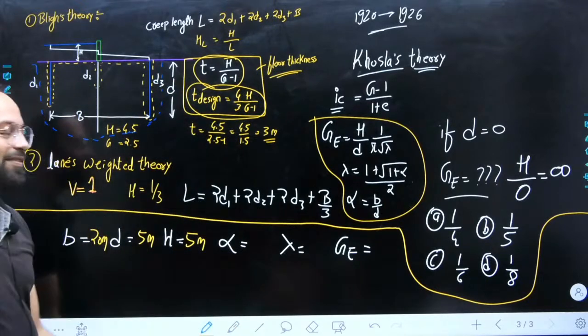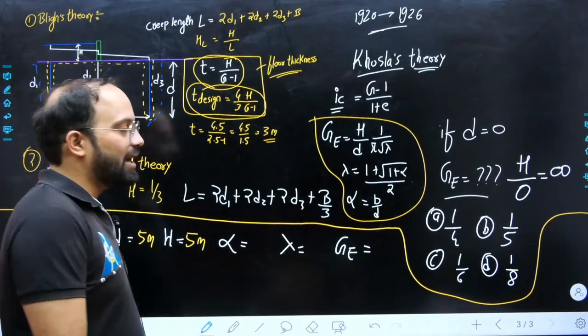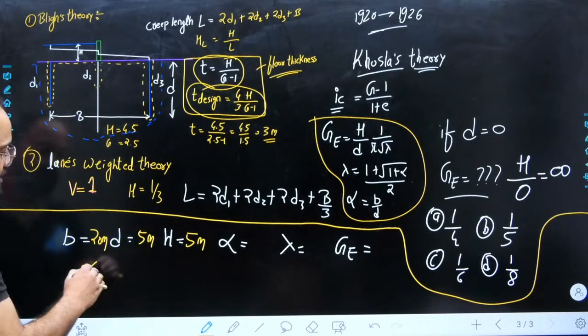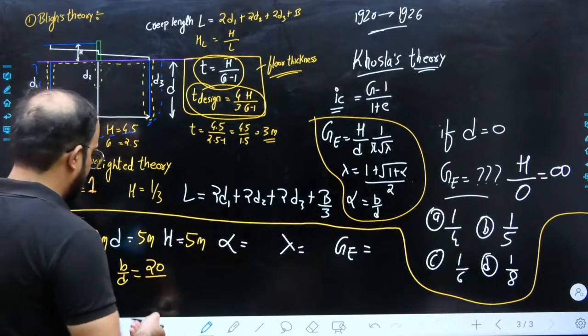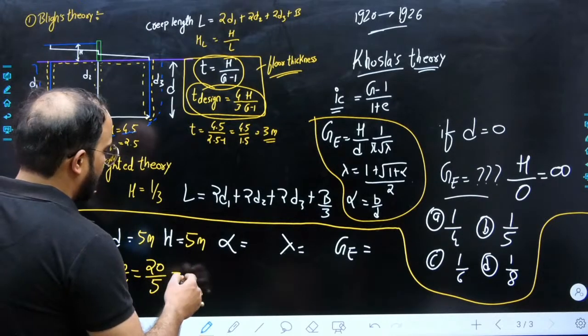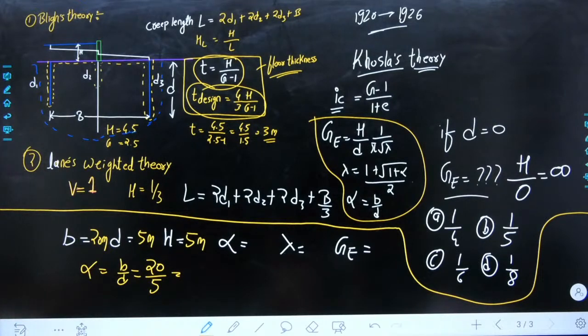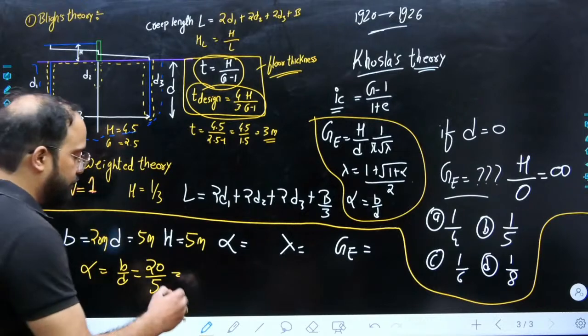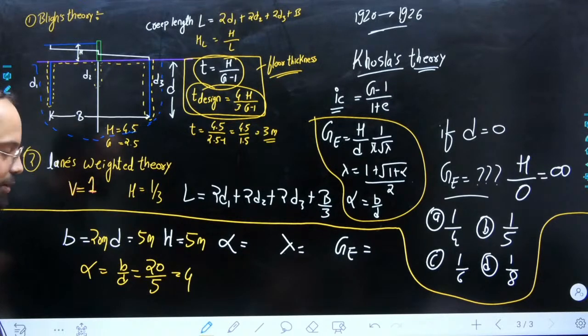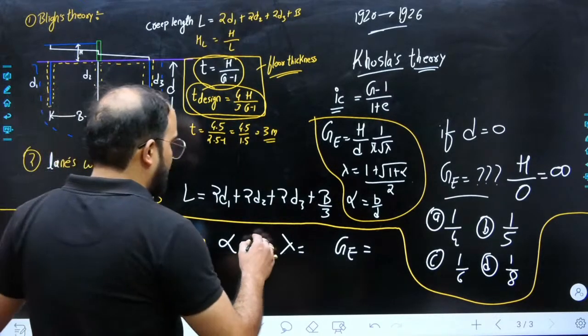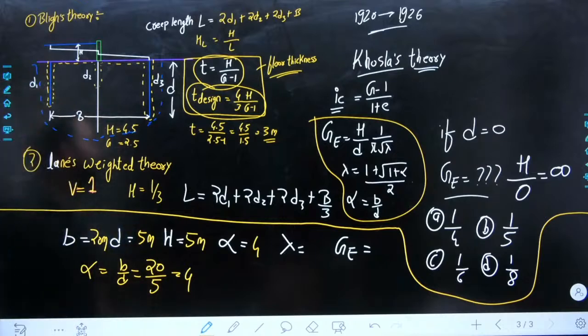Now tell me, what is alpha? Alpha is B by D. So B is 20 and D is 5. So tell me, what is the value of alpha? Very good, answer is correct. Now alpha is 4. Tell me, what is lambda?